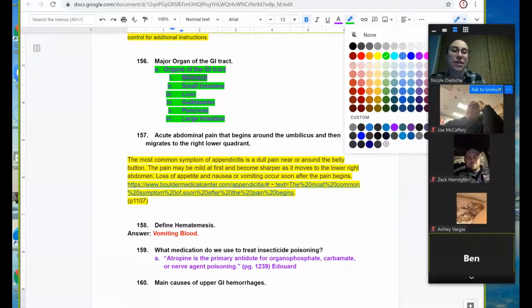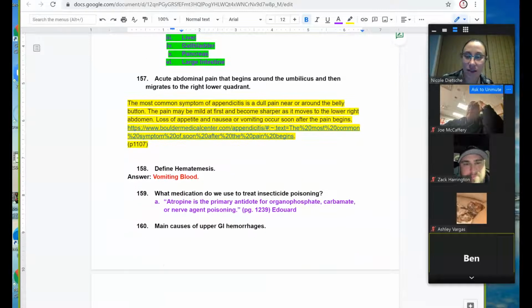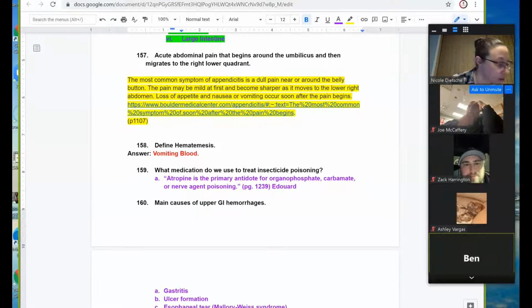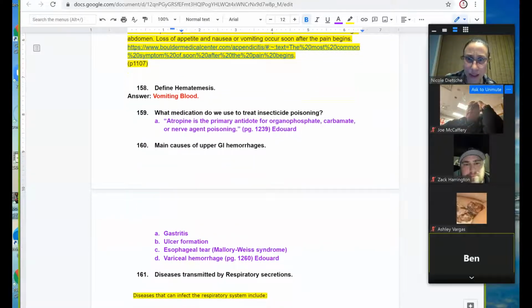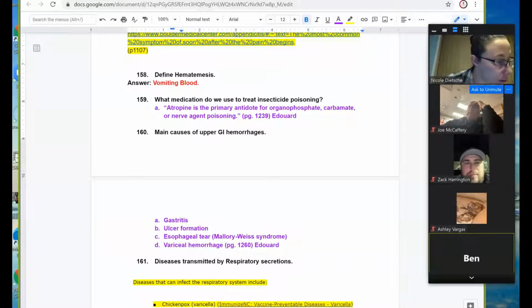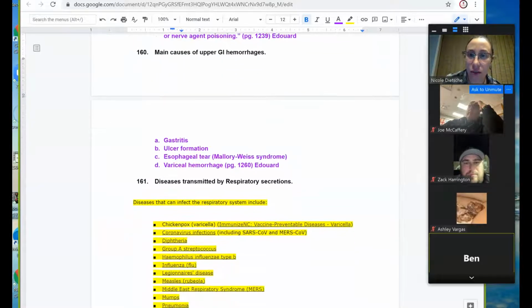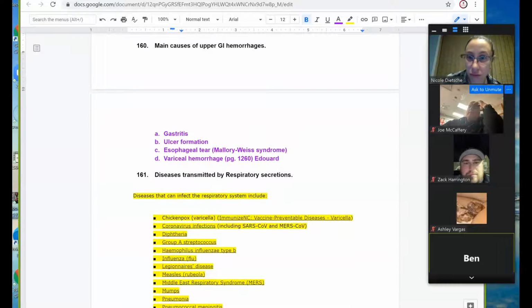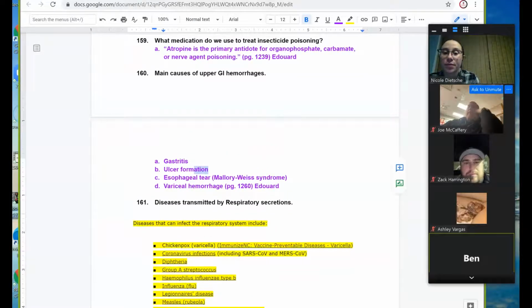Emphasis on this one. 157 spot on. 158 is spot on. 159's good. Emphasis.